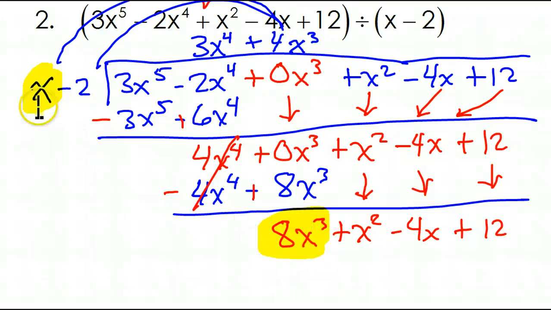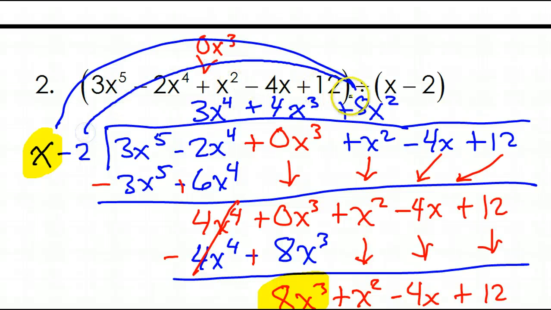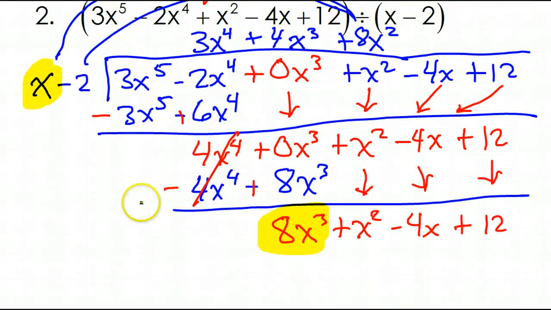All right, now we're looking at the x and the 8x to the third power. So x times what will make 8x to the third power? Well, I'm going to need the 8, and I'm going to need x squared. All right, 8x squared times x, because now I'm doing the distributive property, so I might as well do it. So I'm taking this 8x squared, and I am distributing. So 8x squared times x is 8x to the third power. 8x squared times negative 2 is negative 16x squared.